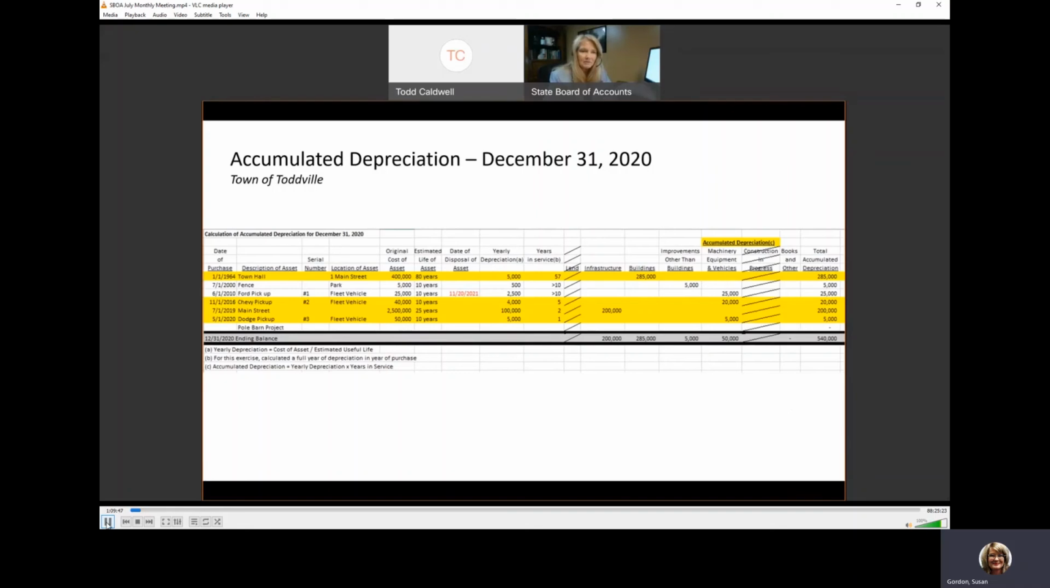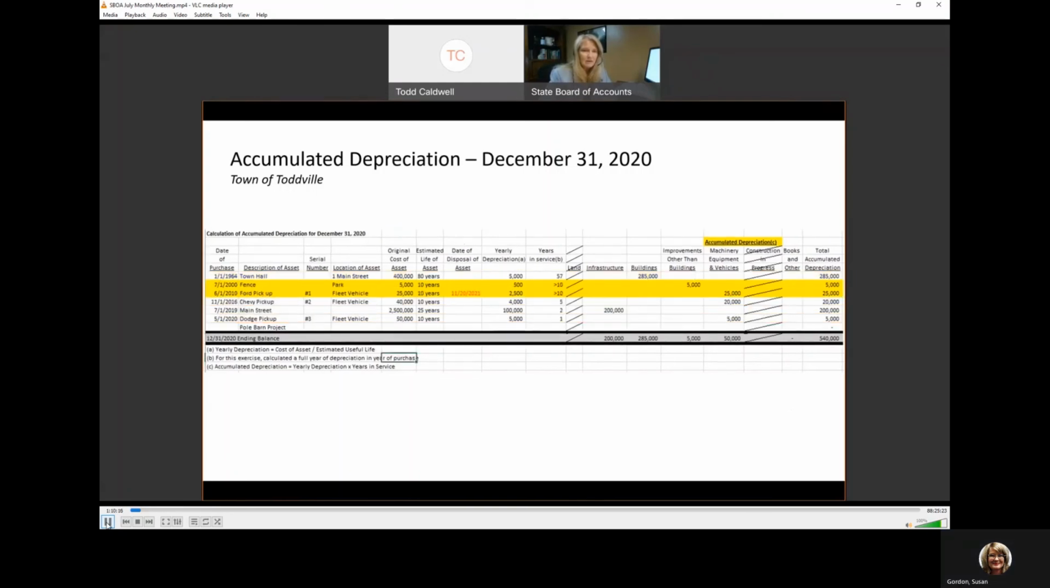You can follow the same thing with our Main Street, $2.5 million with an estimated life of 25 years. So my yearly depreciation is $100,000, multiplied by the number of years in service. My accumulated depreciation total for Main Street is $200,000. And similarly with that Dodge pickup at the end. You can see how all of that flows over to total accumulated depreciation.